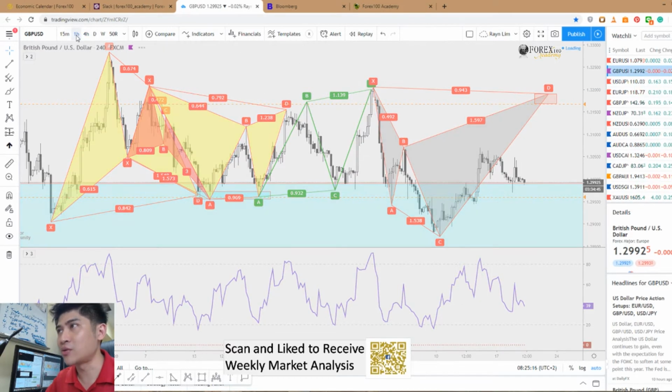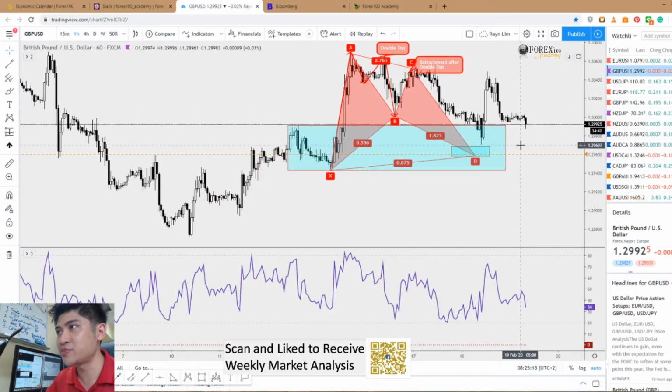Down to the 1-hour chart. On the 1-hour chart, bullish bat pattern. Hopefully I have not missed it. Waiting for confirmation for a buying opportunity at 1.2959. Wait for it to come down, touch this price, confirmation before I engage the trade.